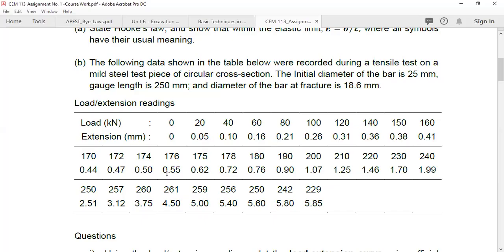So you need to be very careful and know which graph you have been asked to plot, whether you are plotting a load extension curve or you are plotting a stress strain graph. Now, if you note that you are plotting a stress strain graph, you have to use the loads and the extension, calculate the stresses and the strains, and redraw another table for that, and then use their values for the graph.